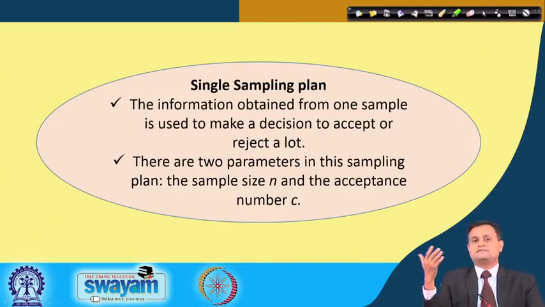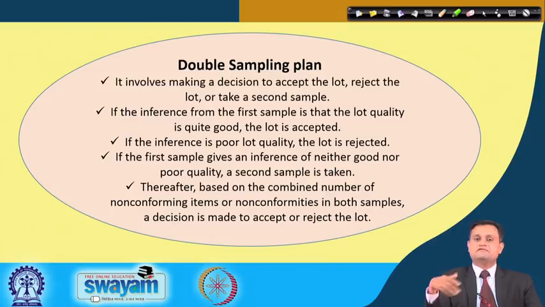Single sampling plan, I will take the decision based on a single sample, and information obtained from one sample is used to make the decision about accept and reject, and typically your sampling plan will have sample size n and the acceptance number C. If I go to double sampling plan, I will take the decision in the first go if my number of defective parts are less than the acceptance number, fine, it's a good quality lot, I will accept it. But if not, I will not stop there.